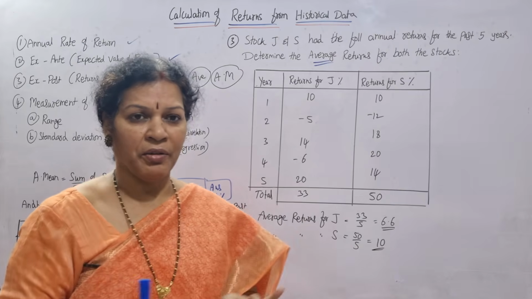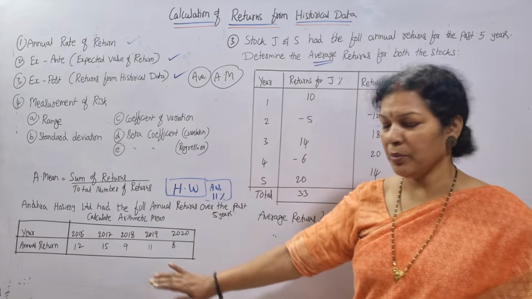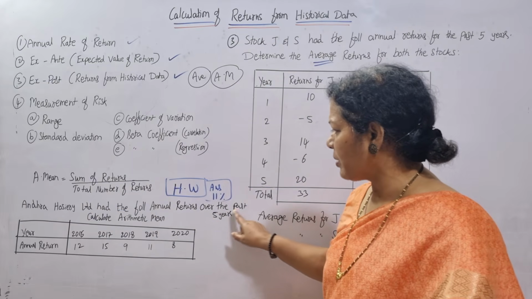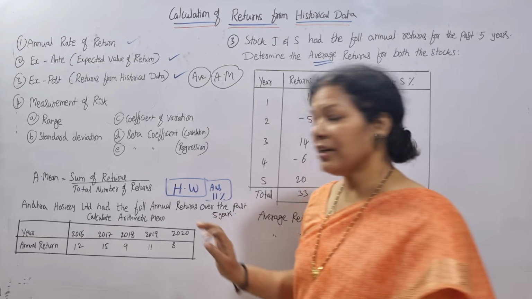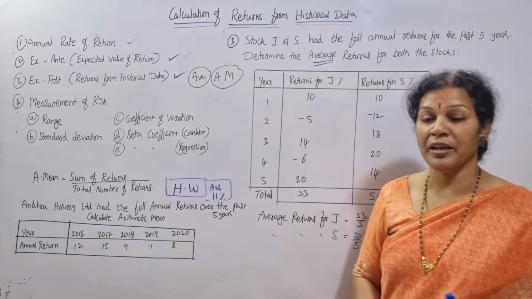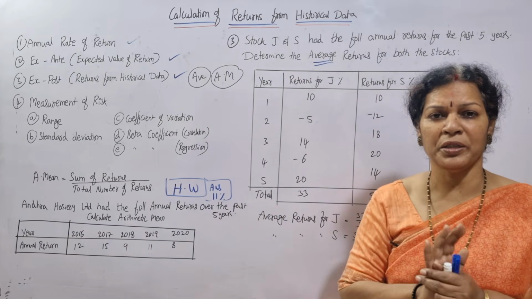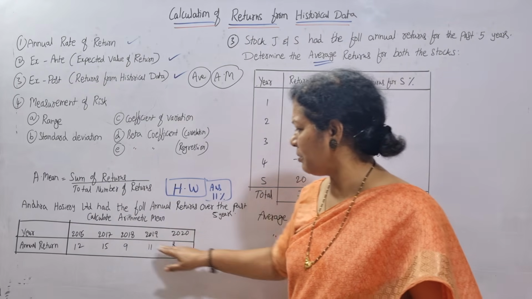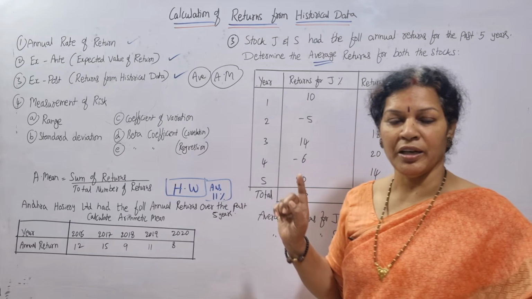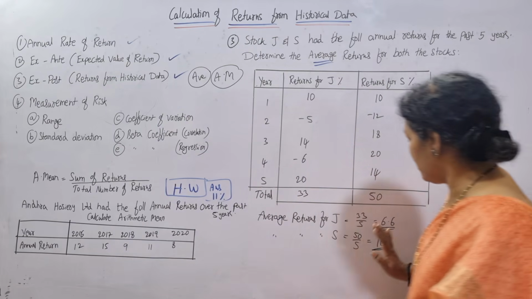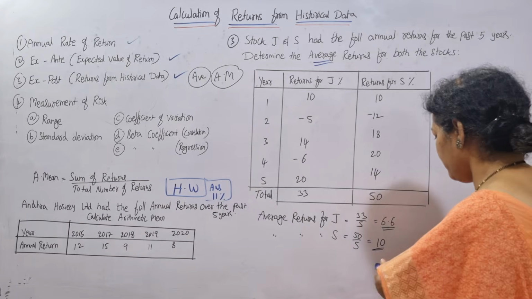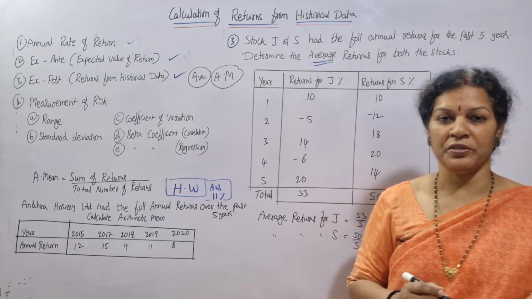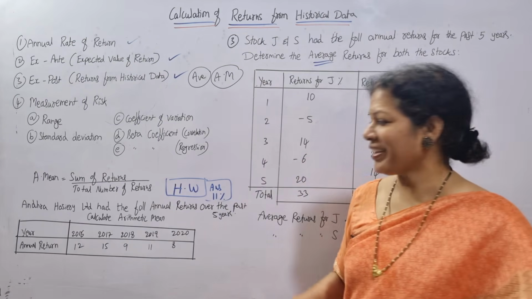Am I clear? One problem is given to you as homework. This is the problem. Andhra Hosiery Limited had the following annual returns over the past 5 years. Calculate the arithmetic mean. Here they said calculate average returns, whether average or arithmetic mean is the same. Total 5 years data is given. If you calculate, you will get the answer of 11%. So the earlier answers were 6.6% and 10%, and here you will get 11%. If you want, you can calculate and see 11%.